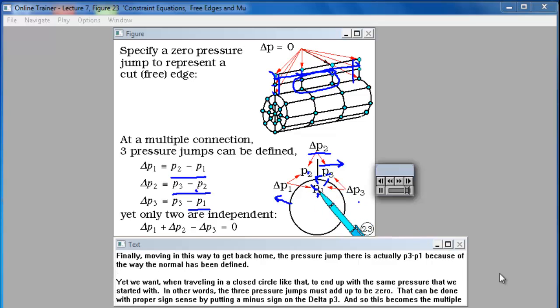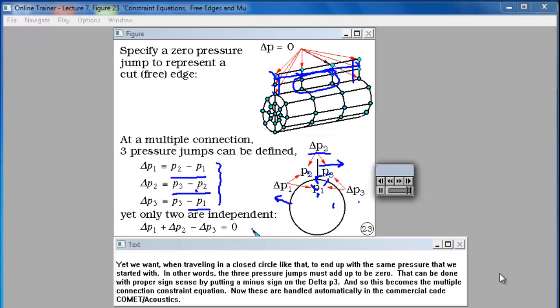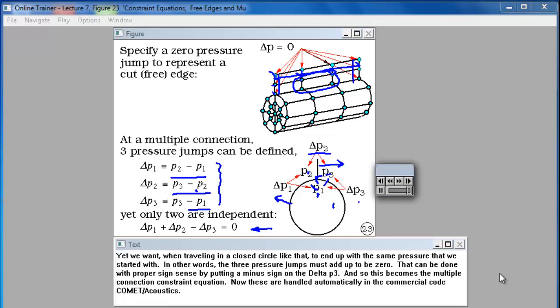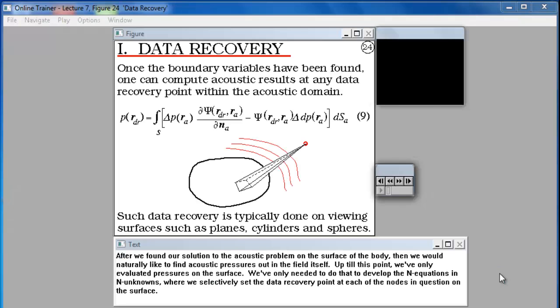Yet we want, when traveling in a closed circle like that, to end up with the same pressure that we started with. In other words, the three pressure jumps must add up to zero. That can be done with proper sign sense by putting a minus sign on the delta P3. And so this becomes the multiple connection constraint equation. Now, these are handled automatically in the commercial code Comet Acoustics.